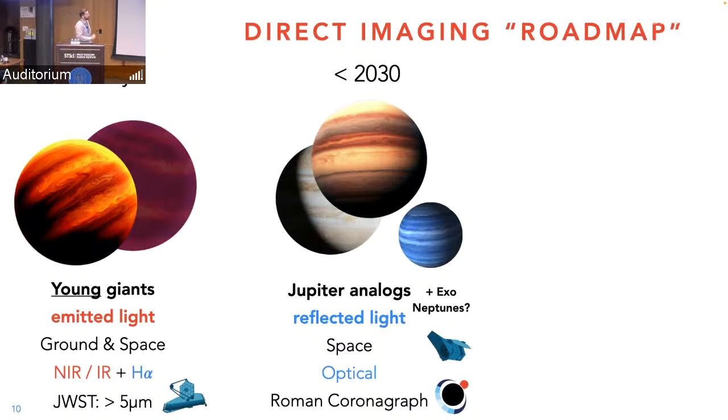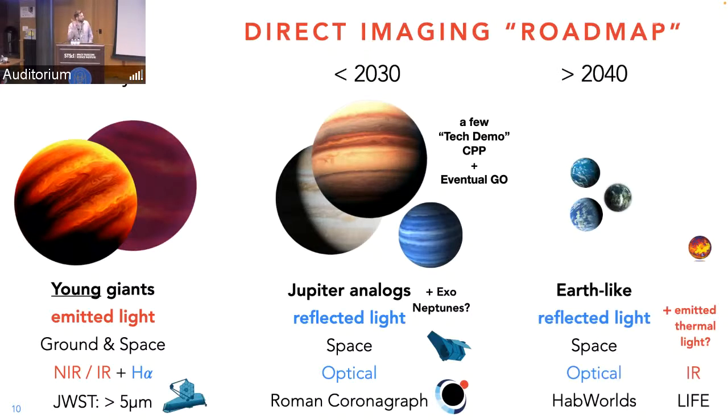So before 2030, with the Roman coronagraph, we should be able to do Jupiter analogs, so more mature systems in reflected light, maybe down to Neptunes. And so there's a tech demo. It's not that much time, and if it works, hopefully there will be a general observer program.